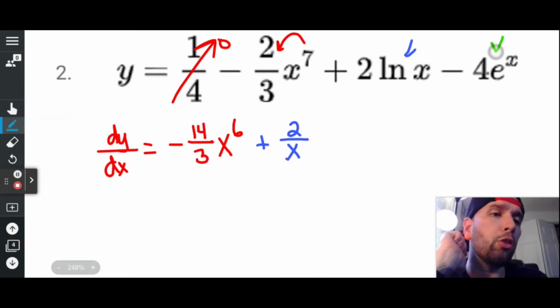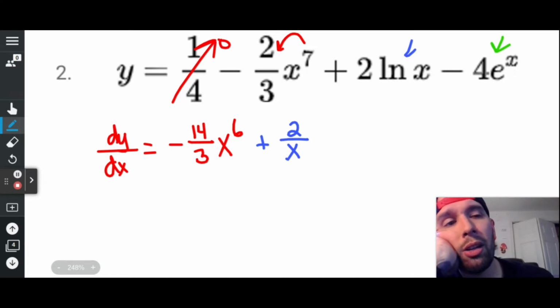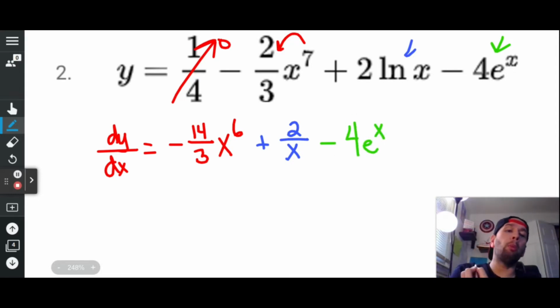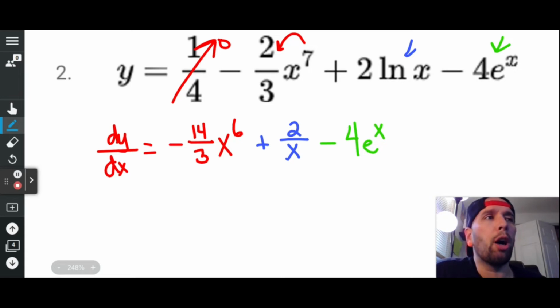And you don't change, because the derivative of e to the x is e to the x. So the derivative of negative 4 e to the x is negative 4 e to the x. Pretty nice. Although this problem had more components to it, it ended up being a lot friendlier. And that's what we like. Good old friendly problems.